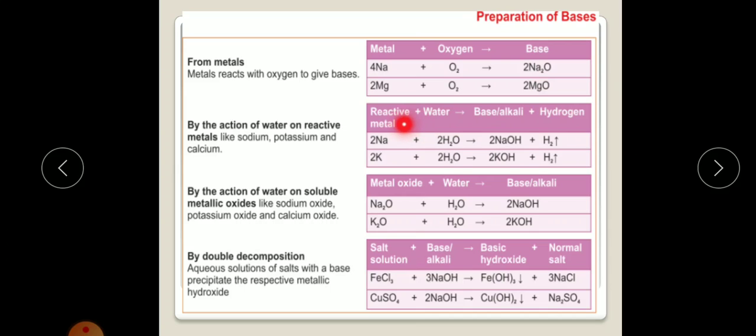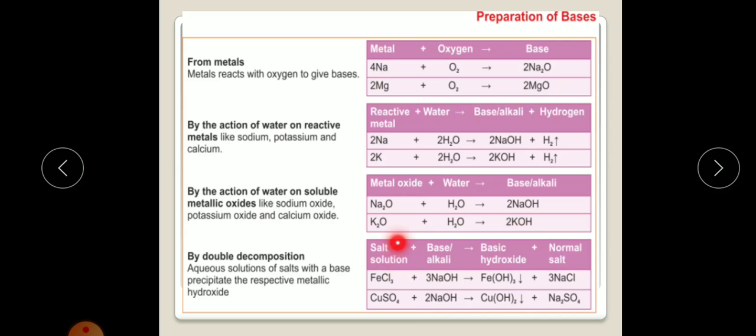Next, the second is by the action of water on reactive metal. If you have a reactive metal like sodium or potassium, when they react with water, it can form base or alkali along with hydrogen gas. Say for example, sodium reacts with water to form sodium hydroxide and hydrogen. The third preparation is by the action of water on metal oxide to form base. Say for example, sodium oxide reacts with water to form sodium hydroxide, potassium oxide reacts with water to form potassium hydroxide.